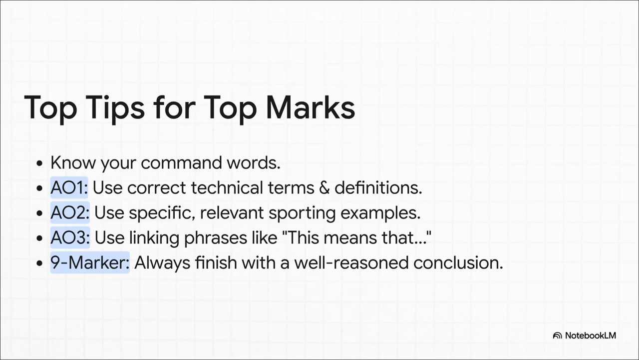They are your instructions. For AO1, use the proper technical terms. Don't be vague. For AO2, your sporting examples have to be specific and actually relevant to the point you're making. For AO3, use those lovely linking phrases. This means that, as a result, therefore. They literally build your argument for you. And for the 9-marker, and I can't say this enough, you have to end with a strong, well-reasoned conclusion. No conclusion, no top marks.